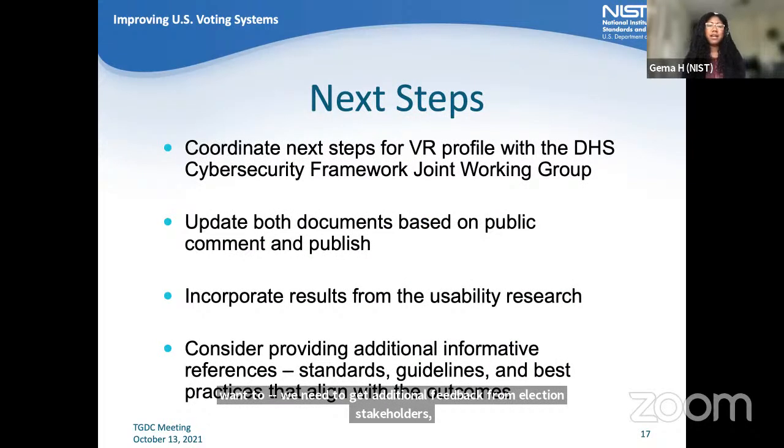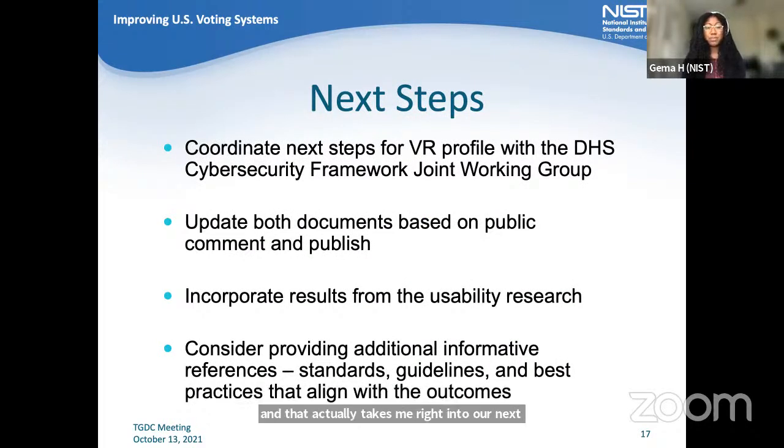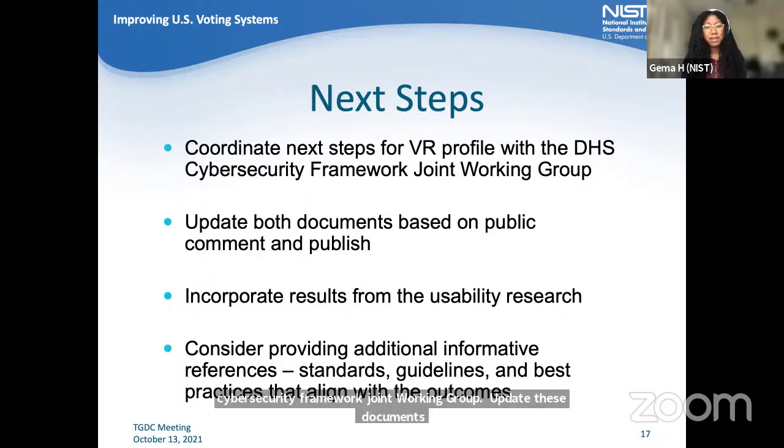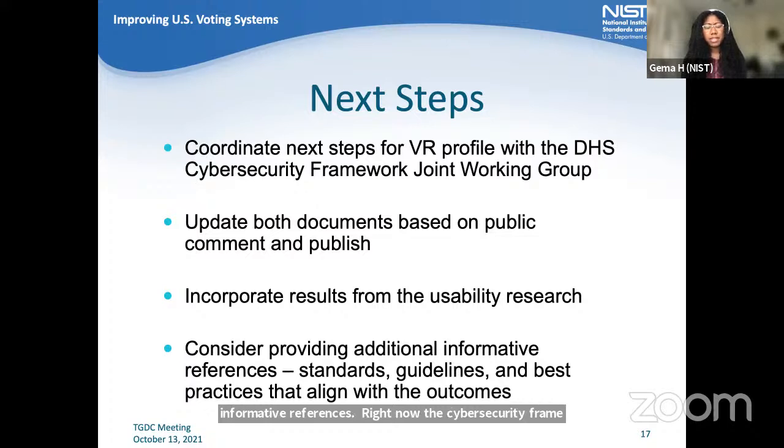So what we plan to do is coordinate next steps for the voter registration profile with the DHS Cybersecurity Framework Joint Working Group, update these documents based on the public comments that we receive and publish them, and also incorporate the results and recommendations that we receive from the usability research. Something that we're thinking about is providing some additional informative references. Right now, the Cybersecurity Framework Core already points to things like the NIST Special Publication 800-53 controls. And so maybe there's other more election-specific guidance that we could point to as well.